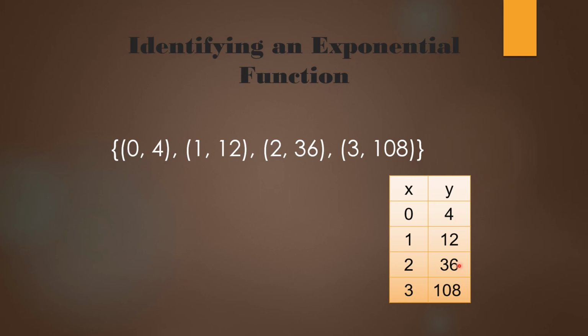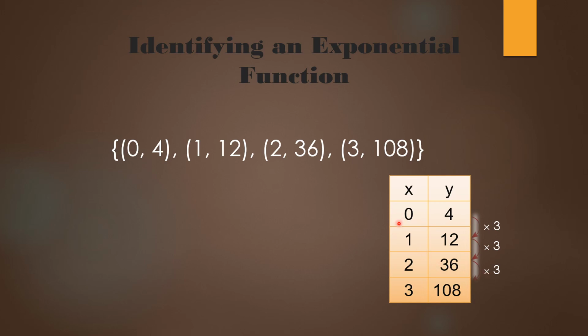Look at the values of y. Every time we multiply by 3. 4 multiplied by 3 equals 12, 12 multiplied by 3 equals 36, 36 multiplied by 3 equals 108. Then each number in y equals its preceding number times 3. 12 equals 4 times 3, 36 equals 12 times 3, sorry, and 108 equals 36 times 3.